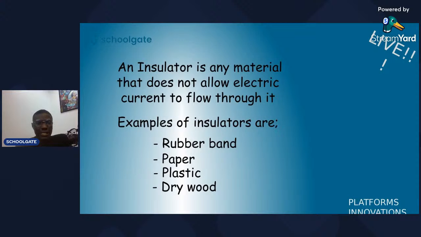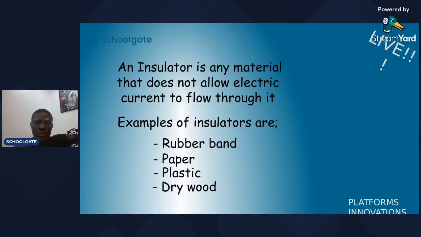Plastic is also a good example of an insulator. We have plastics, and we have dried wood. Take note, it is not just wood, but dry wood. It must be dry wood, because if it is not dry, current will pass through it, since water will allow current to pass through. So if it has any water content in it, it will allow current to flow through it. These are a few examples of insulators: rubber band, paper, plastic, and dry wood.